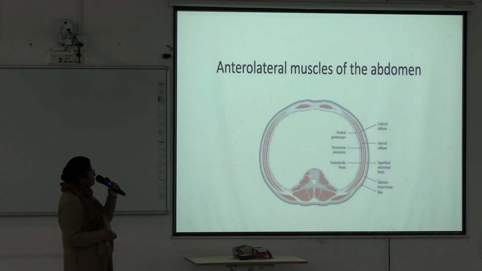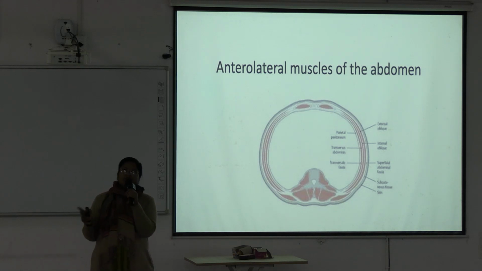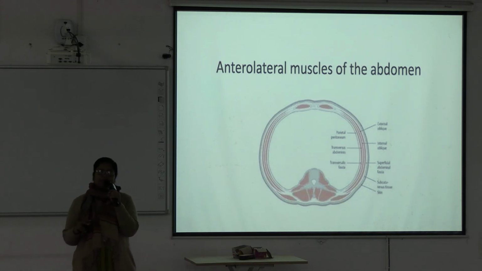On the posterior aspect, you are getting these vertebral bodies, lumbar vertebrae. These are paravertebral muscles, and these are flat muscles of the abdomen. From outside inward is the skin, then superficial fascia. Superficial fascia contains two layers: fascia of Camper and fascia of Scarpa.